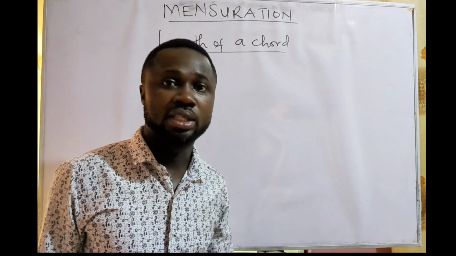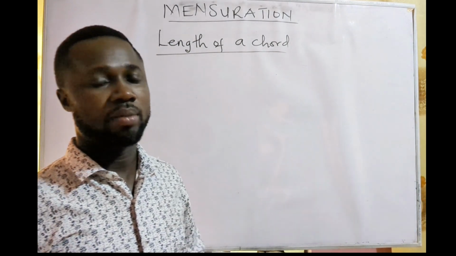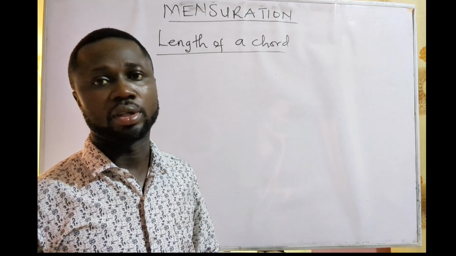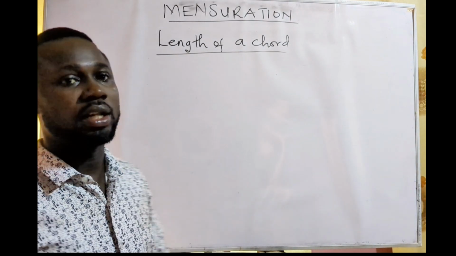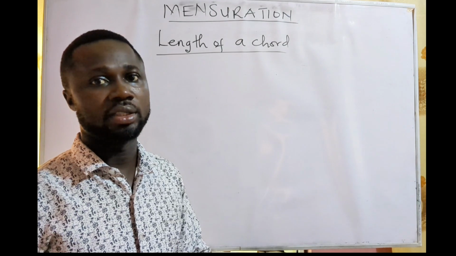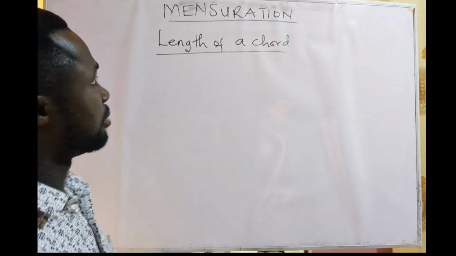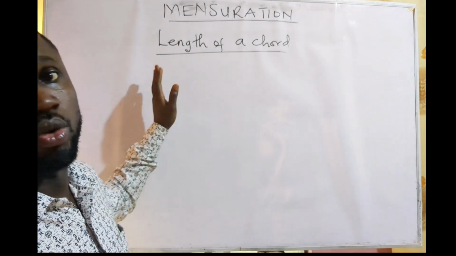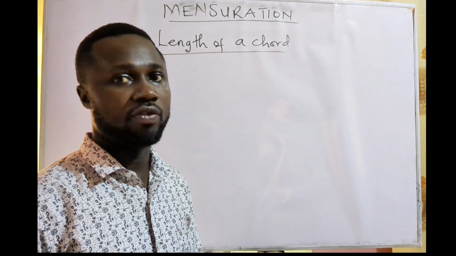If you quite remember, we started mensuration. If you have followed our channel for some months, I taught on the circle: the area of a circle, the circumference of a circle, the length of an arc, the area of a sector, and the perimeter of a sector. I want us to continue with the parts of a circle, and what I want us to learn today is the length of a chord.